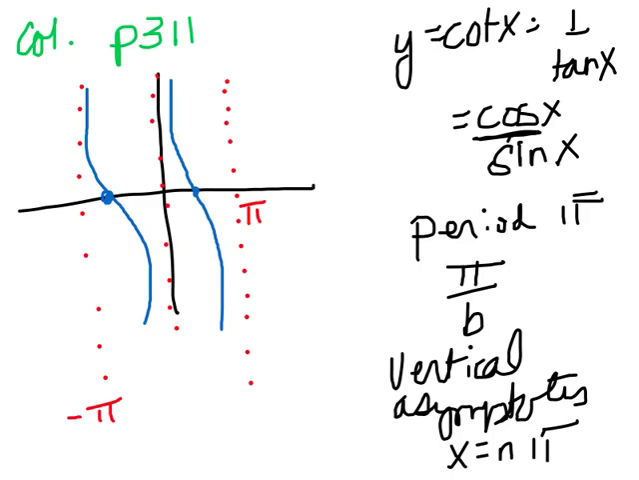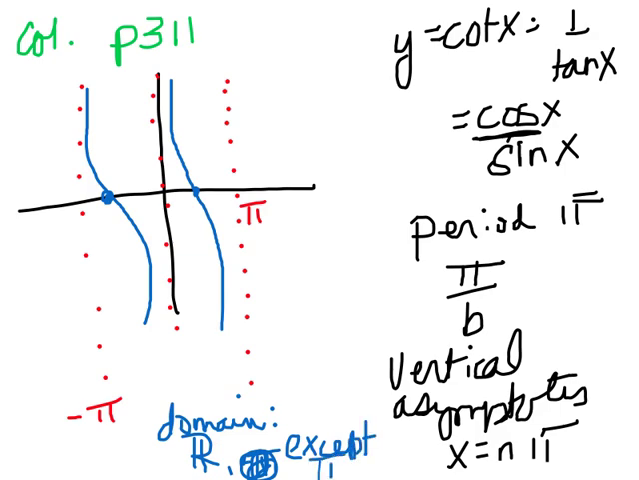Your range is all y values. Every y value has an x value that goes with it, but you notice our domain is restricted. Your domain, you would say, is all real numbers, just not multiples of pi. So we could say except pi times n. That would be one way to describe multiples of pi, pi times n. Okay, so that's cotangent.